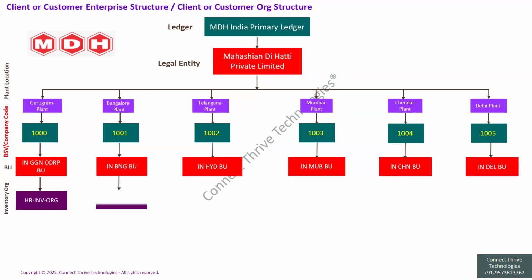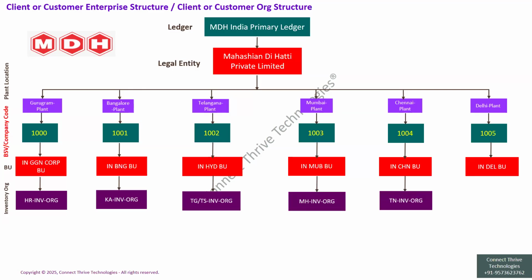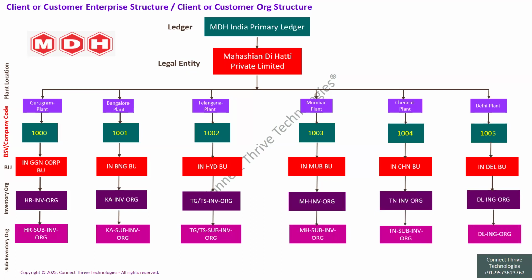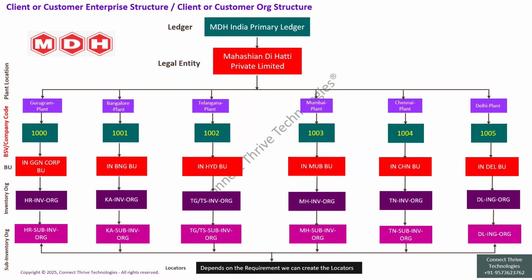Like Haryana inventory, Bangalore inventory, Karnataka, and then Telangana inventory, Maharashtra inventory, Tamil Nadu inventory, Delhi inventory. So under the BU, we can maintain inventory. Under the inventory, depending on the requirement, we will have sub inventories for each location, each plant. See, Haryana sub inventory, Karnataka sub inventory, Telangana sub inventory, Maharashtra sub inventory, Tamil Nadu sub inventory. Then next, Delhi sub inventory. Then after that, depending on the requirement, we can go and create the locators.